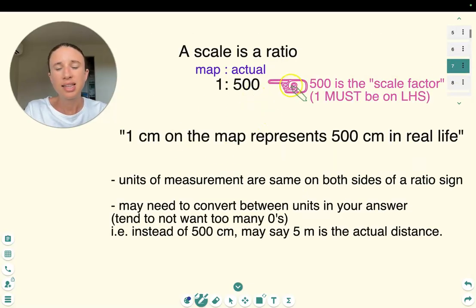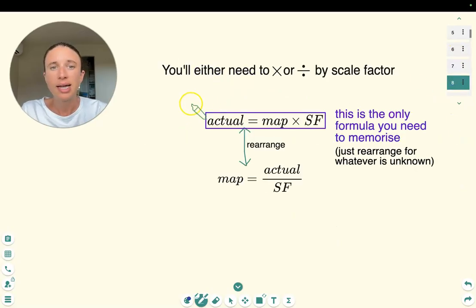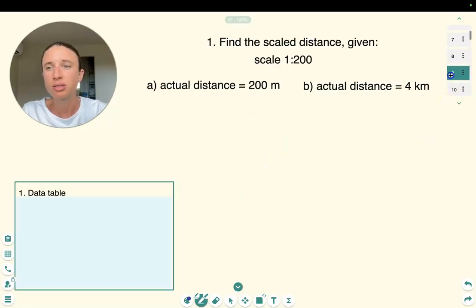Another thing is that the scale factor is this number on the right. So in this scale here, 500 is the scale factor. But you must have a 1 on the left-hand side. So just make sure that's a 1. Okay. And you will either need to times or divide by your scale factor. Please memorize this formula here. Actual equals map times scale factor. And this will also rearrange to give map equals actual divided by scale factor.